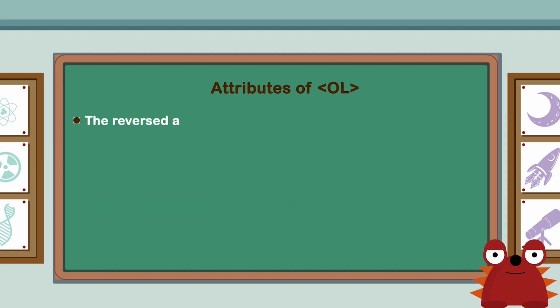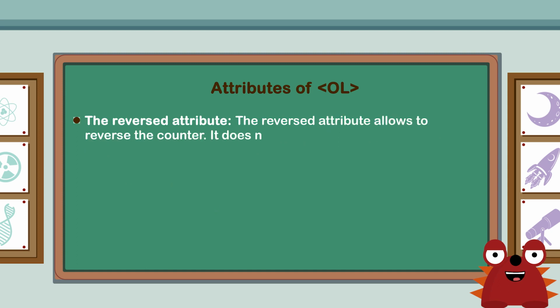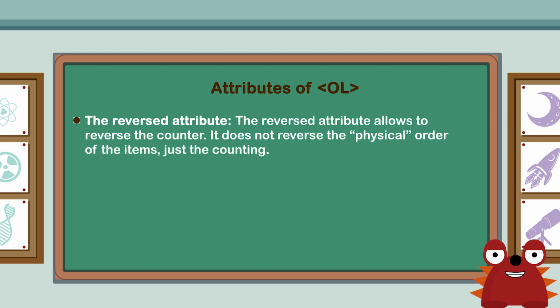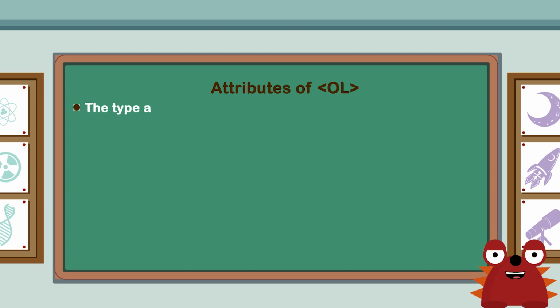Next is the reversed attribute. This allows the counter to be reversed. It does not reverse the physical order of the items, just the counting. This is an example. The third attribute is the type attribute.